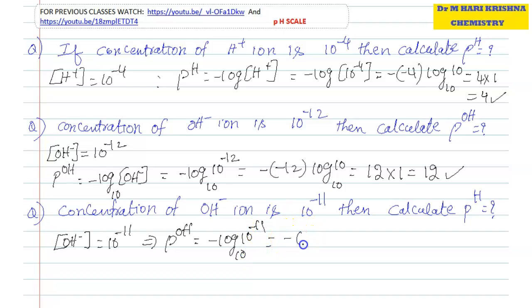So minus 11 we can write in front of log, then log 10 base 10. So minus into minus plus 1. So 11 into log 10 base 10, 1. So answer is 11. So we have pOH 11.